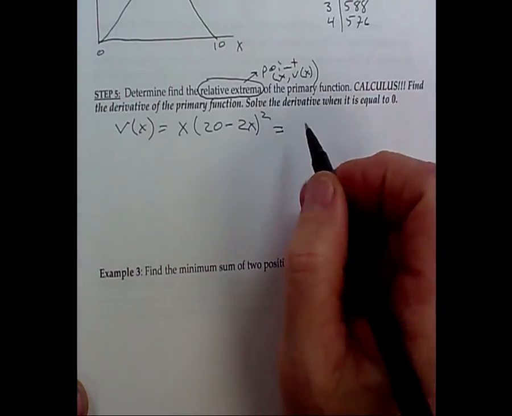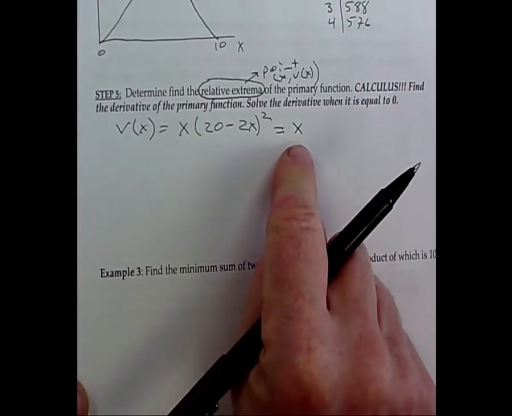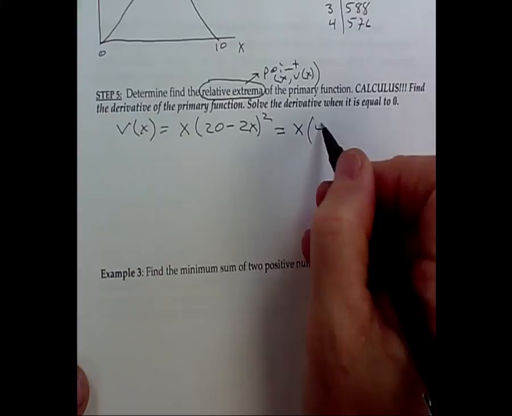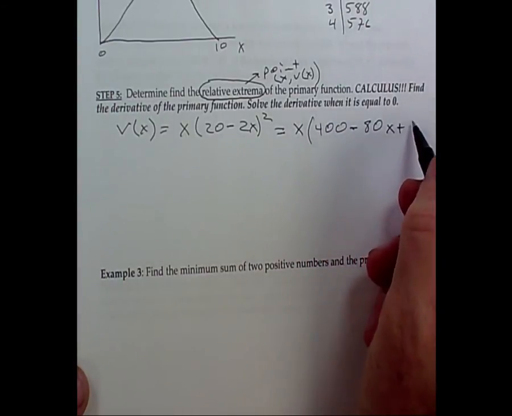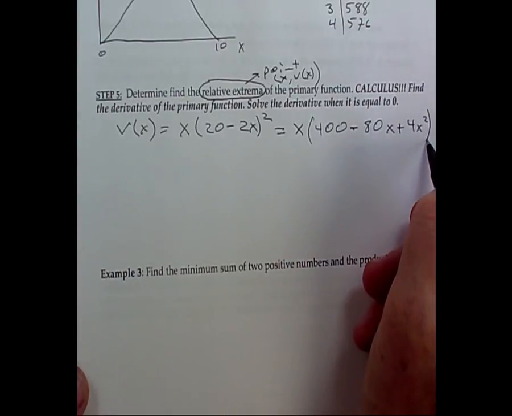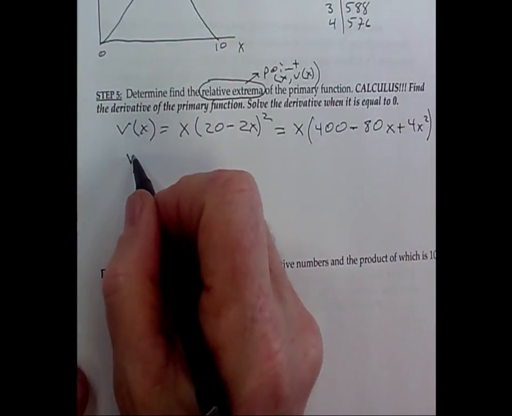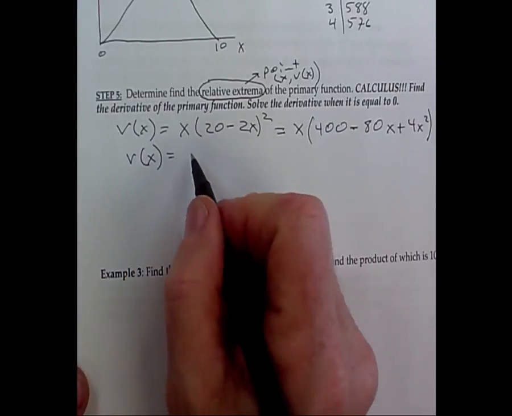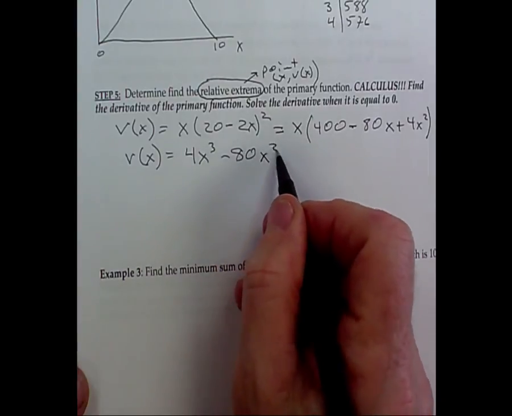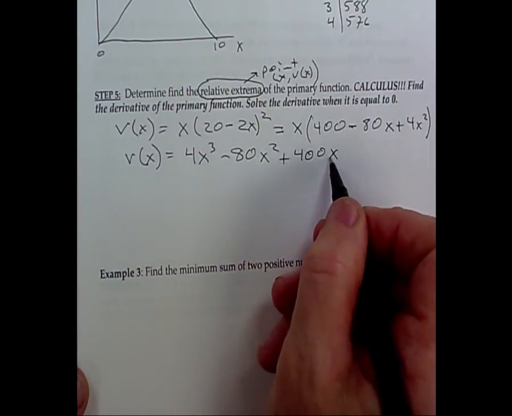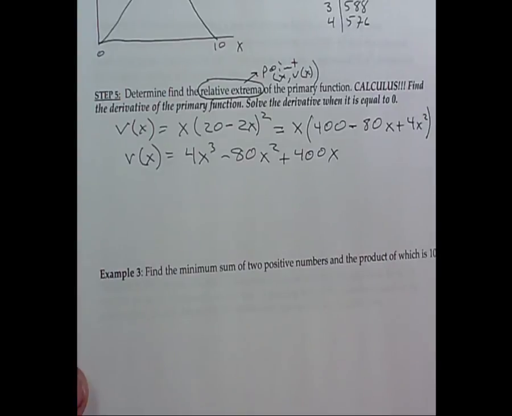So I would rewrite the volume function. Is that what you're saying? Yeah. And I would get 400 minus 80x plus 4x squared. Does that look correct? Yeah. And then V of x is equal to, can I write it as 4x cubed minus 80x squared plus 400x? Does that look okay, Owen? Take the derivative of that. Okay, does that make sense? Thank you, Owen.